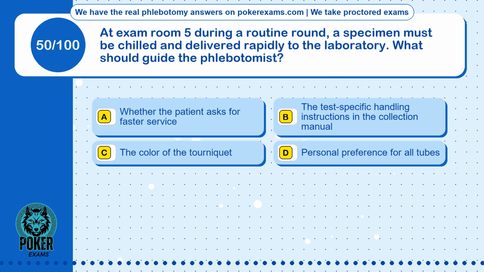Question 50. At exam room 5 during a routine round, a specimen must be chilled and delivered rapidly to the laboratory. What should guide the phlebotomist? Option A. Whether the patient asks for faster service. Option B. The test-specific handling instructions in the collection manual. Option C. The color of the tourniquet. Option D. Personal preference for all tubes.